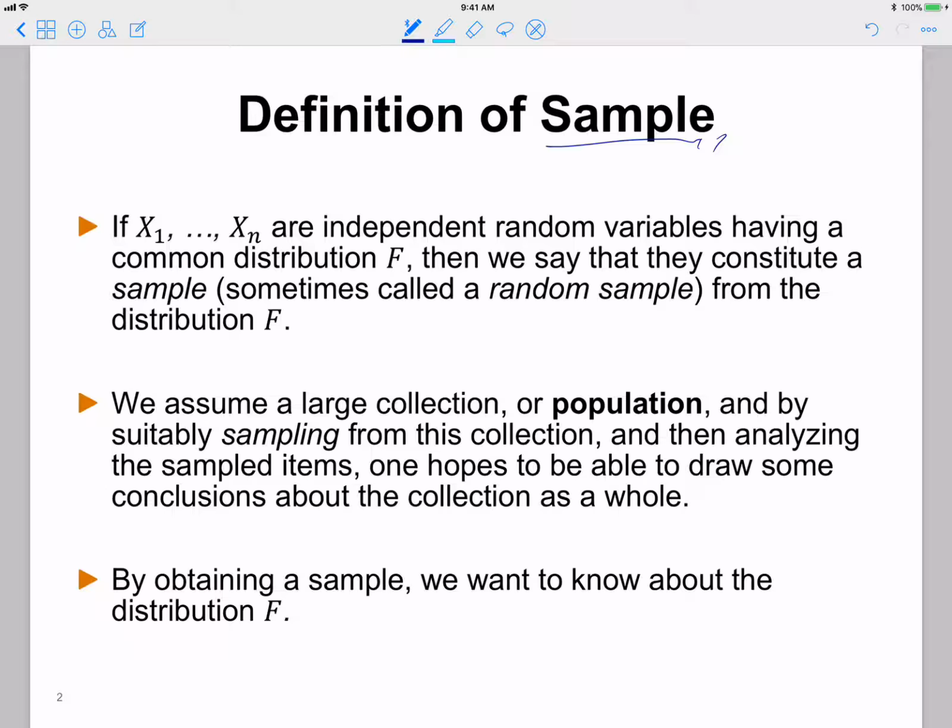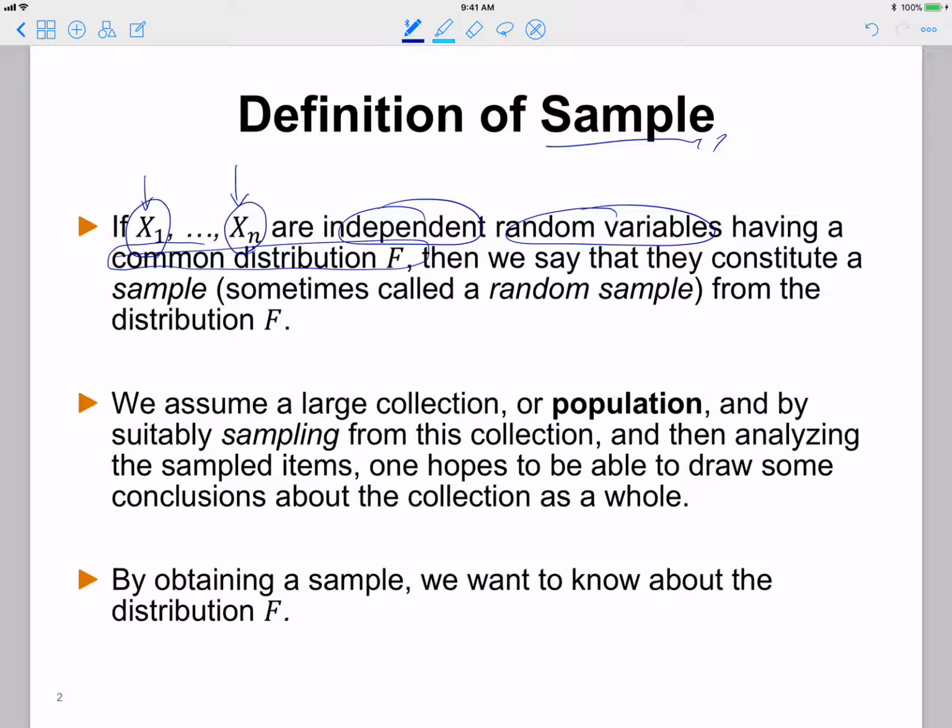And then in order to call such a set of observations a sample, we need some assumption. We require that our observations, x1 through xn, are independent random variables, and also that they come from the same distribution.